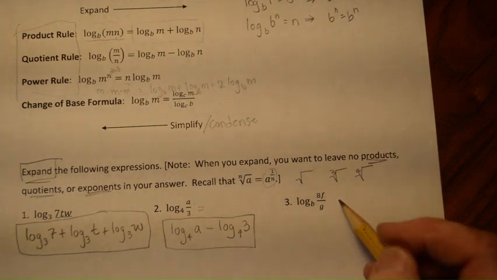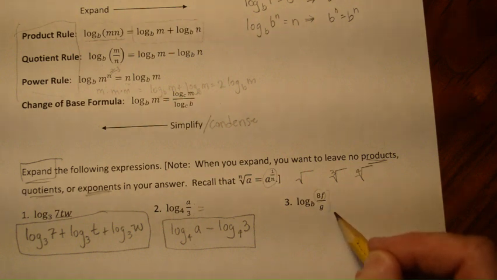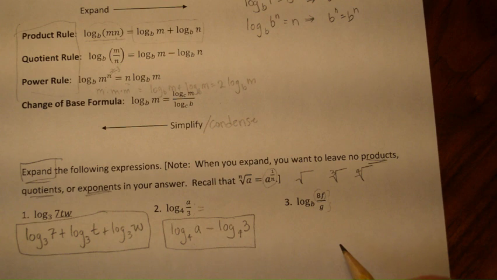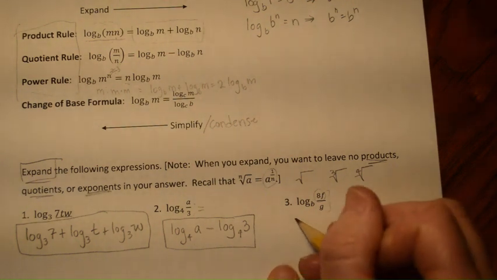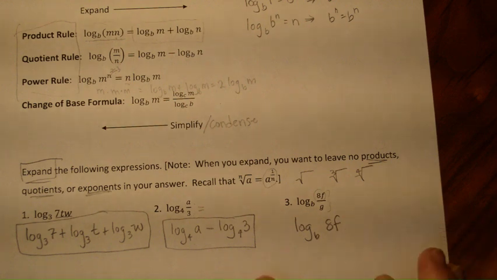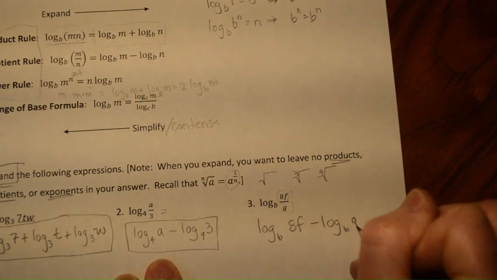All right, because this product is part of the quotient, I would do the quotient first, and then we'll cycle around a second time and take care of that product. Right. So this would be log base b of 8f minus log base b of g.